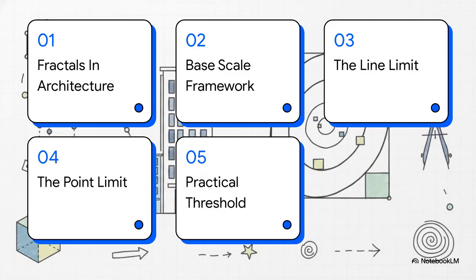Here's our roadmap for today. First, fractals in human architecture. Second, the base scale framework. Third, the line limit, total flattening. Fourth, the point limit, spatial collapse. And finally, the practical architectural threshold.